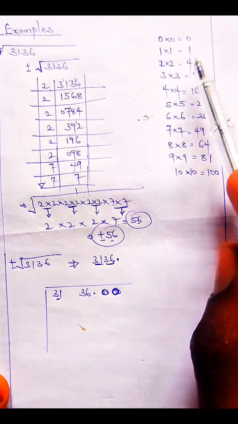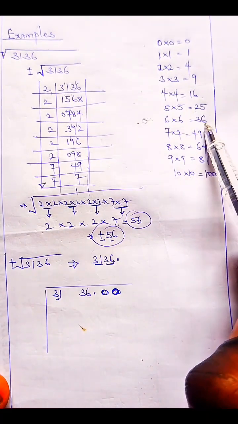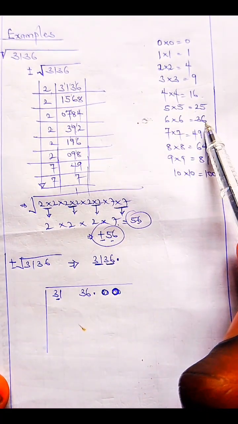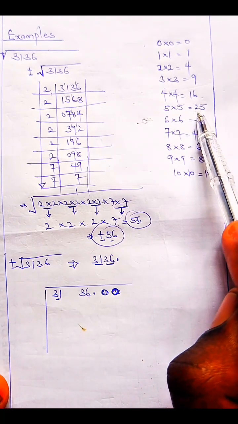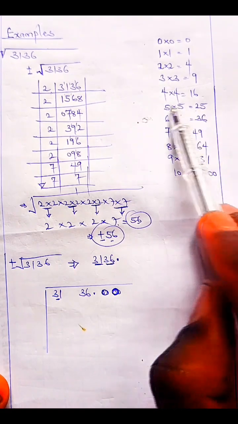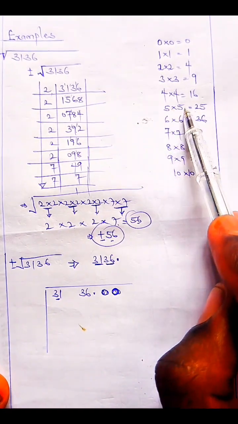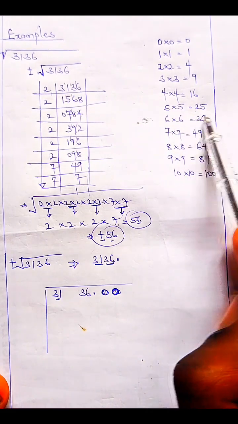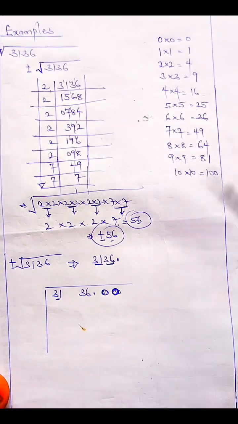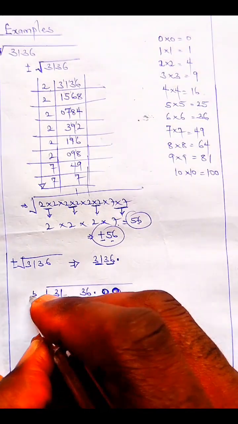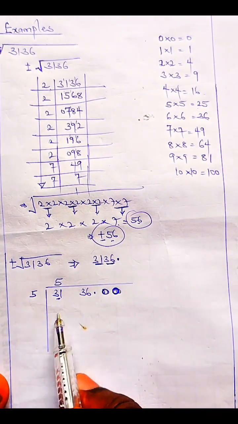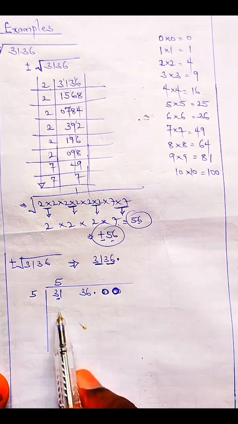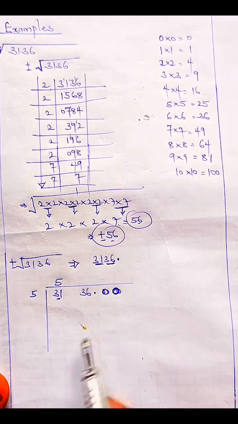This 0, no, 1, 4, 9, 16, 25. 36 is bigger than 31. What do we do? We go back to 25. So we're going to be taking 25. So what are two numbers that come together to give birth to 25? That's 5 and 5. So we put our 5 here. Now what do we do here? After we're done multiplying, just like the long division method, you subtract, you bring down. That's the next thing we do.